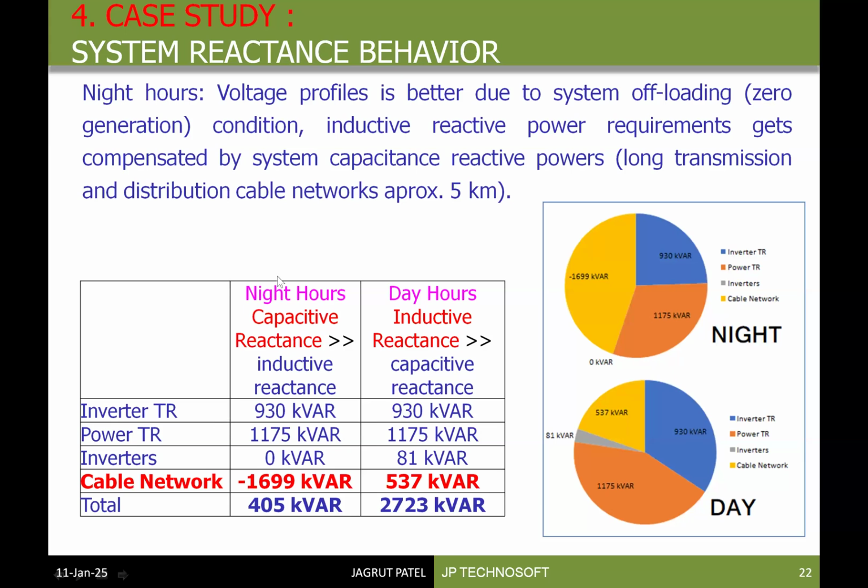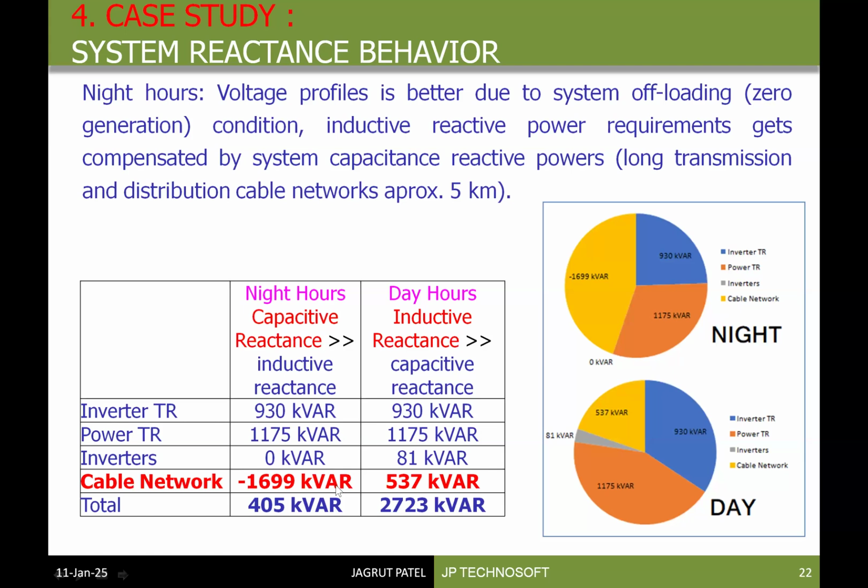During night hours, this is interesting. Inverters, I mean transformers, have constant no-load parameters, so their reactive energy requirement remains the same. This is a true fact, everybody knows. 930 kVAR, 1175 kVAR. Inverters are not functioning during night hours, so 0 kVAR.